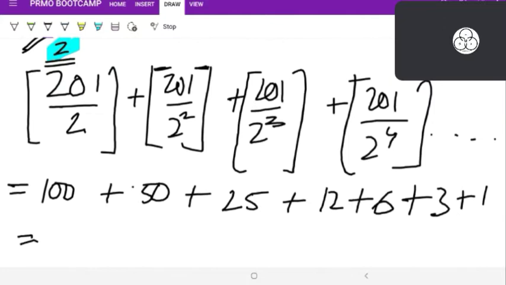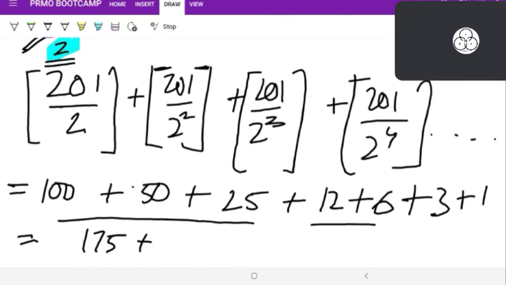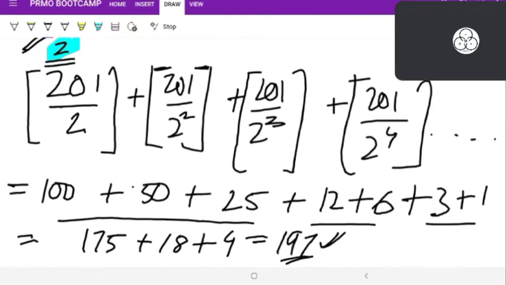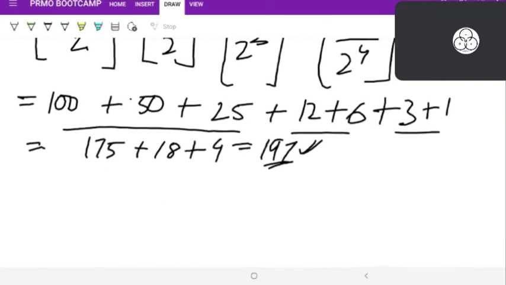We will add them up: 100, 150, 175, and up to this we are having 175 plus 12 plus 6 plus 3 plus 1, which gives 197. If there is some calculation problem, you can easily sort it out. So 197. Now let us find out the indices of 5.